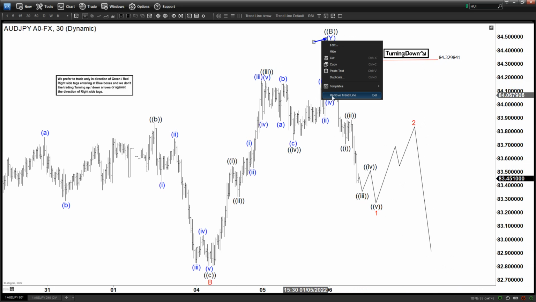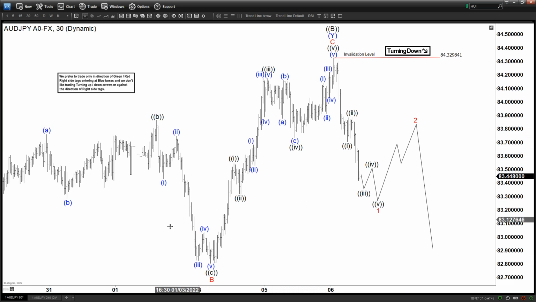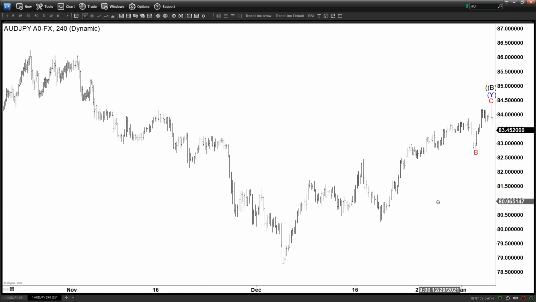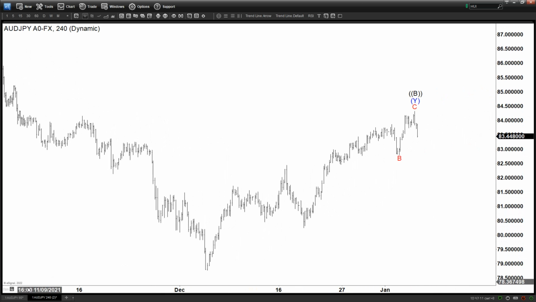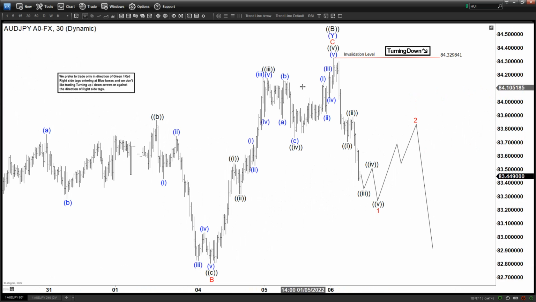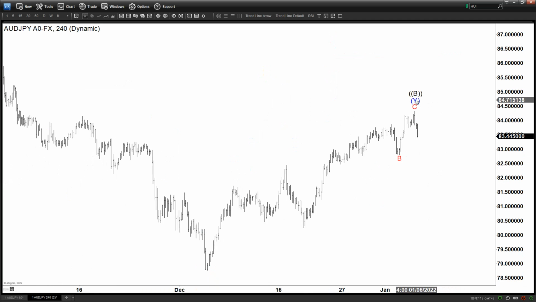So let's take a look here at the larger degree for our chart and see where we are. So I'm just going to put in all the important labels here. So let's take a look. So this is the B and this is the C, which is consistent with this one, B and C. And that C here also ended Y and B in black. So this is the Y and the B in black.